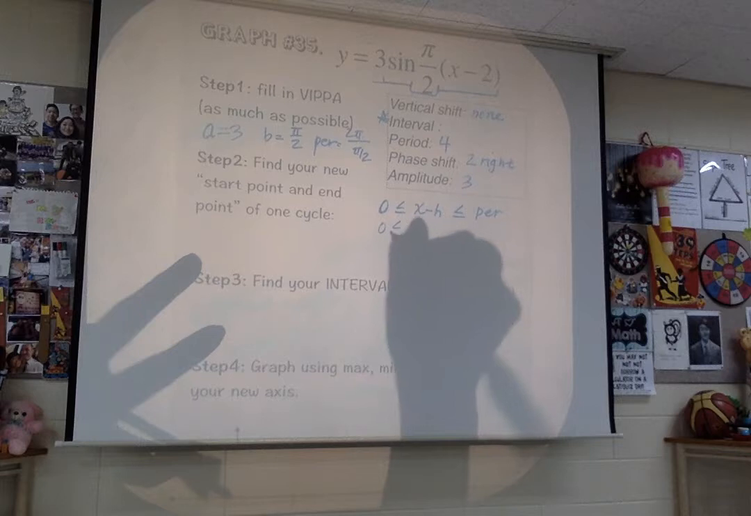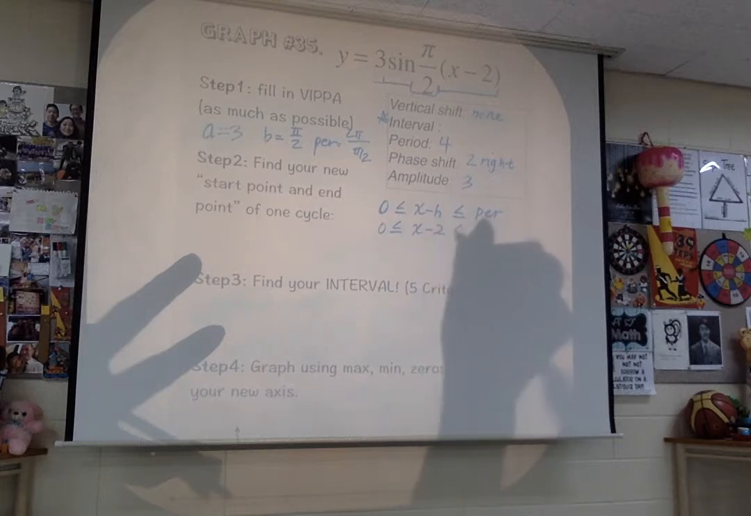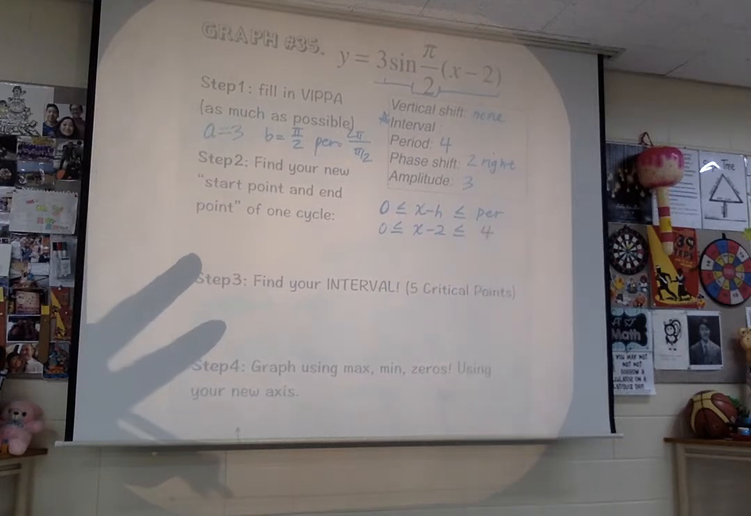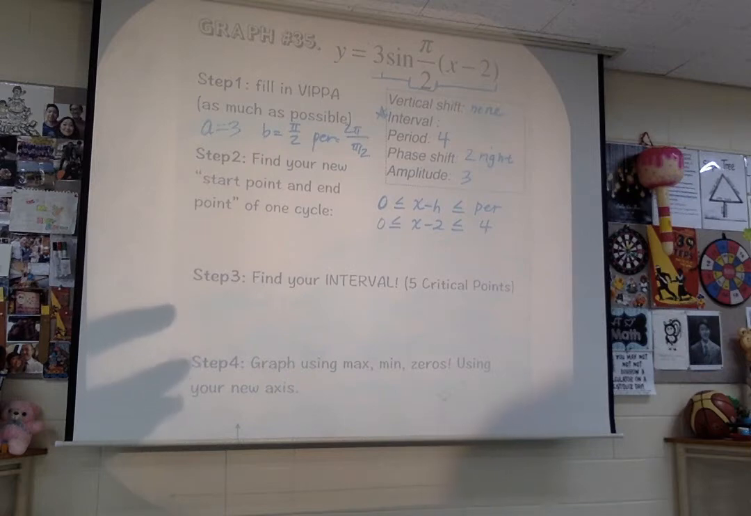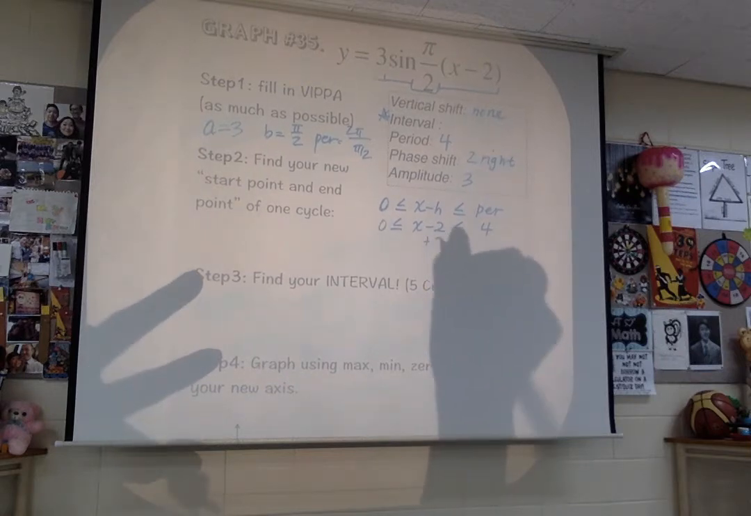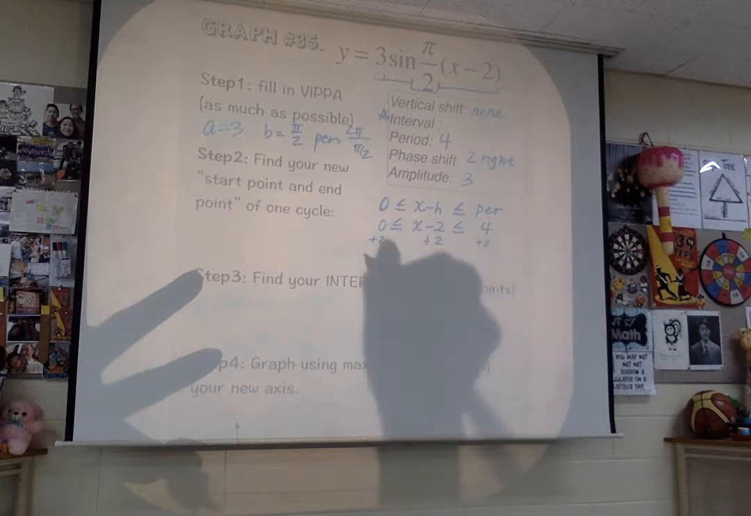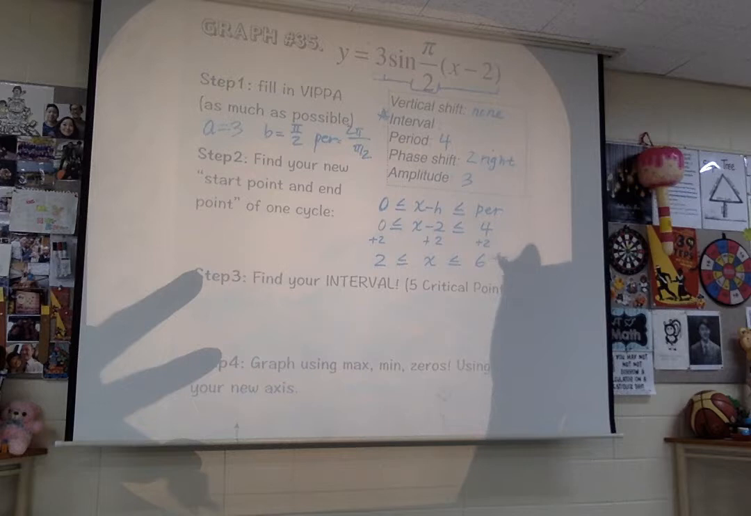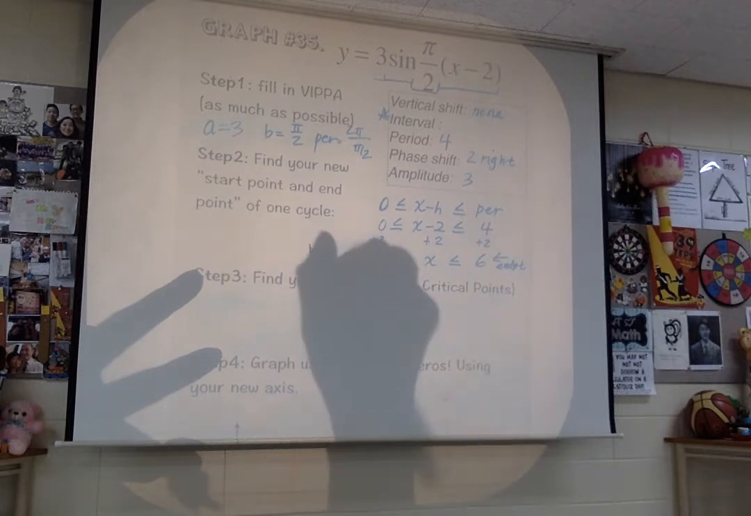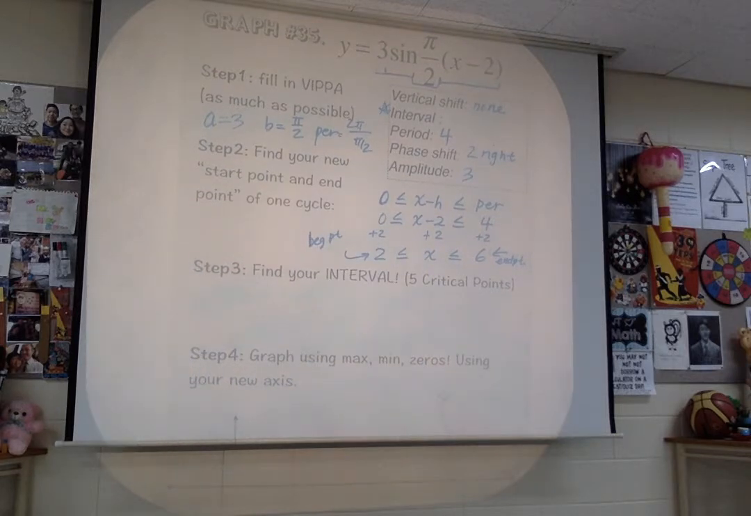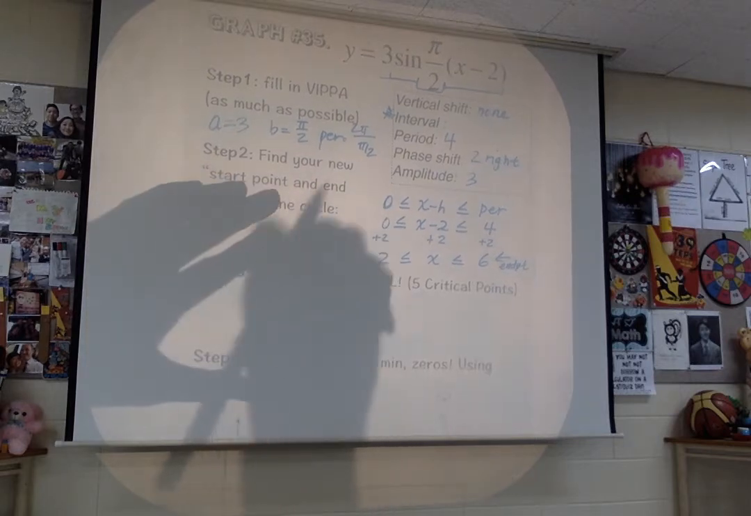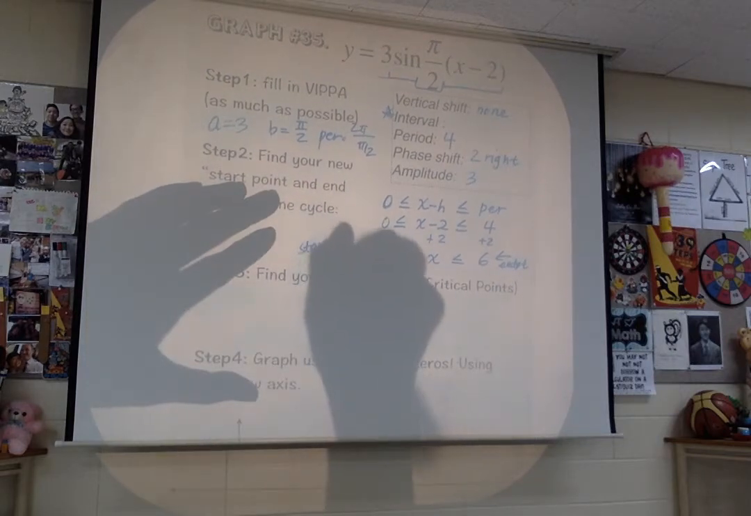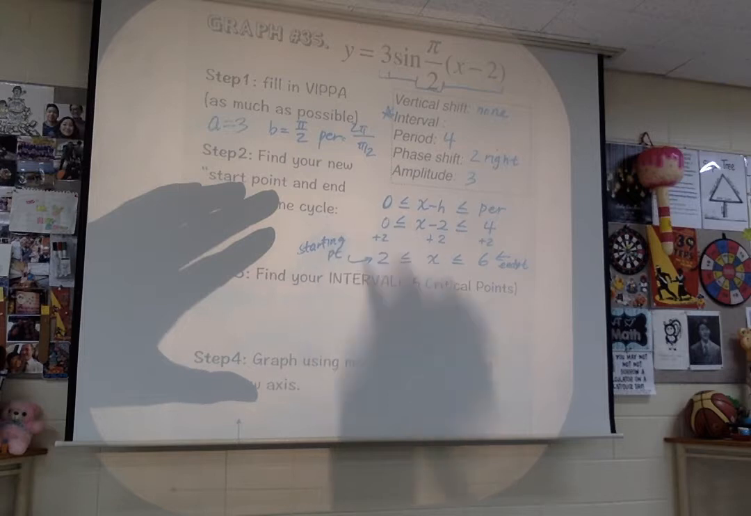So it's 0. What's your x minus h? It's x minus 2 in our case, and our new period is 4. Make sure you understand that. We basically solved the inequality. You add 2 to both sides, and you get 2 is less than or equal to x, which is less than or equal to 6. This is the new end point of one cycle. This is your start point, beginning point. I'll put starting point.